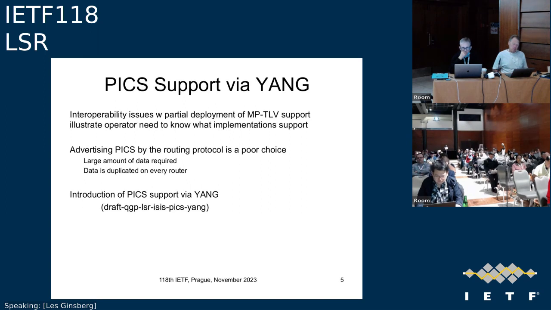So this easily explodes into a large amount of data if you want to fully describe what an implementation supports. And sending this via the routing protocol is a very inappropriate choice, because it means not only are you consuming a lot of space in the protocol advertisements, but you're storing this on every node when the information is really only of use from a network management point of view. So what we've chosen to do is to utilize YANG, since this is really management information, and further details will be shown in Yingxin's presentation. Next slide, please.